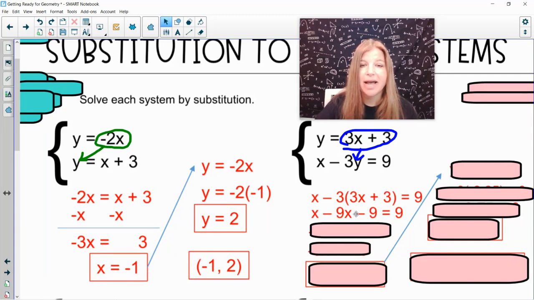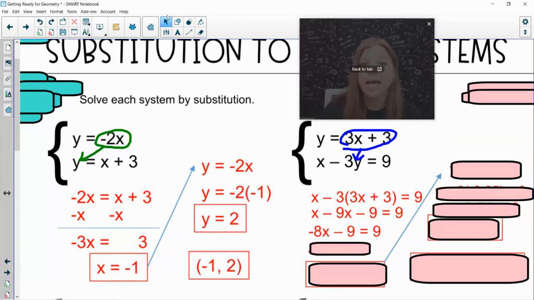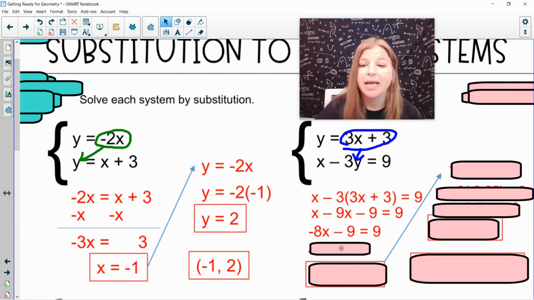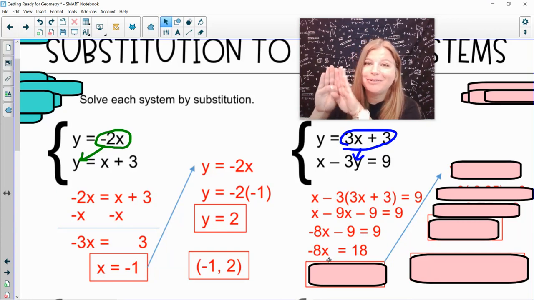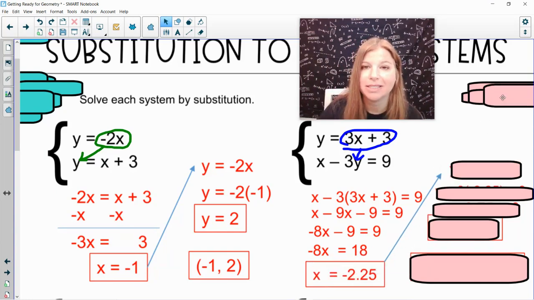I see that I have an x minus 9x here. X minus 9x is negative 8x, minus 9 equals 9. I see in this equation I have numbers on both sides, so I'm going to get rid of this negative 9 by adding 9 on both sides, and if I do that, I would get negative 8x equals 18. Last step, because negative 8 and the x are side by side, which means to multiply, we divide both sides by negative 8, and our result is negative 2.25, or it could be negative 9/4.